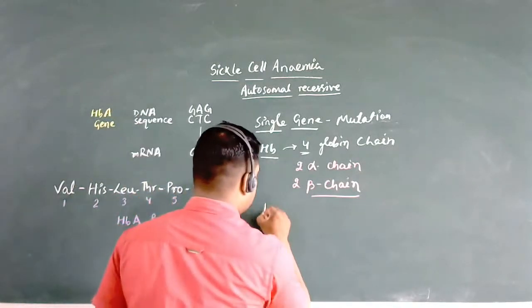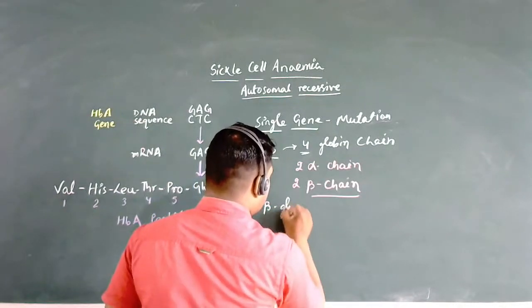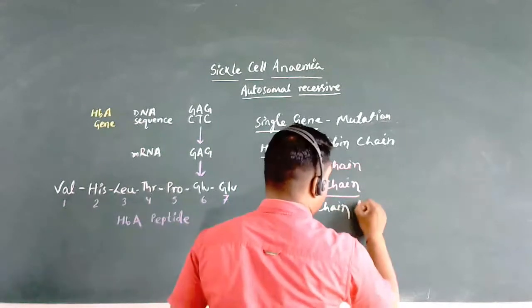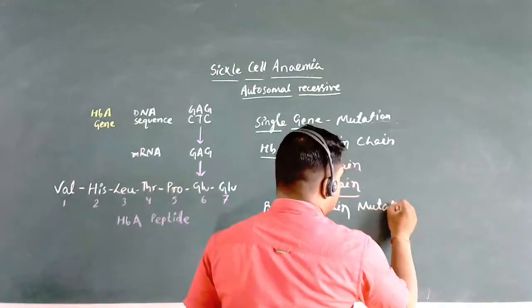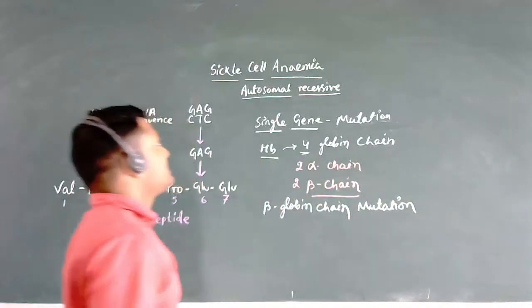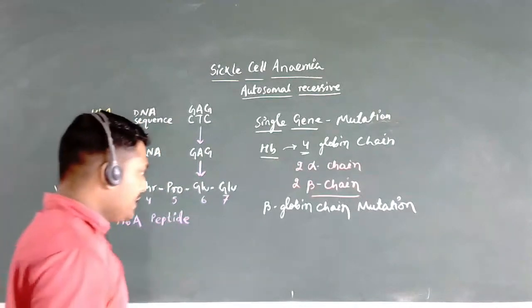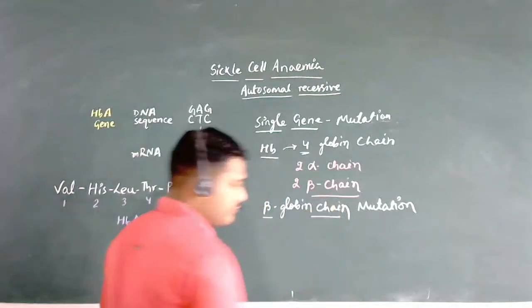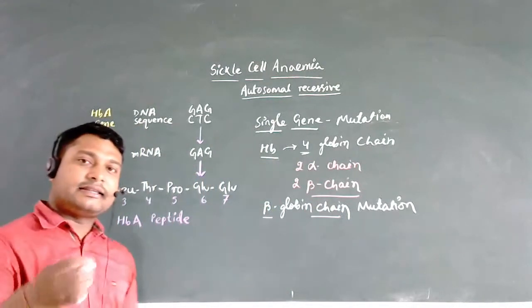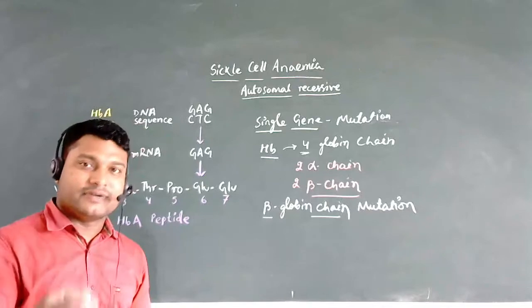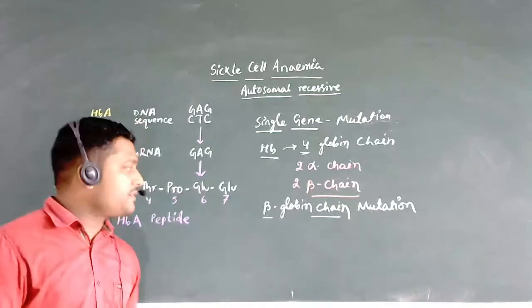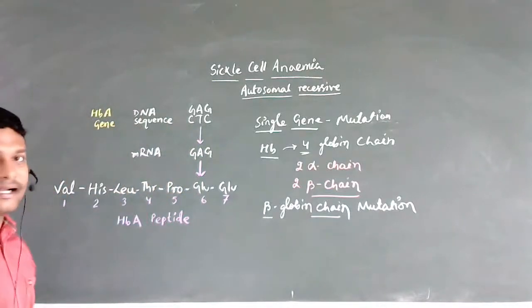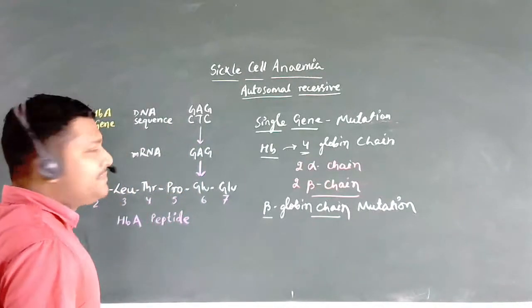Okay, and here when we talk about sickle cell anemia, there's a problem with the beta globin chain. So there is a mutation in the beta globin chain, and that is why this particular disorder or disease, that is sickle cell anemia. Now when we talk about beta globin chain mutation, we have to understand that there will be some DNA or gene sequence which is basically responsible for production of the beta globin, and that is what we have written here, a relevant portion of that, HBA gene.